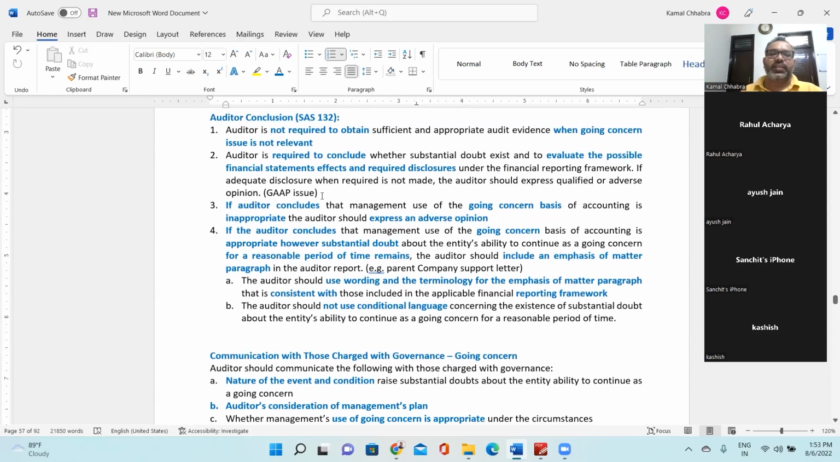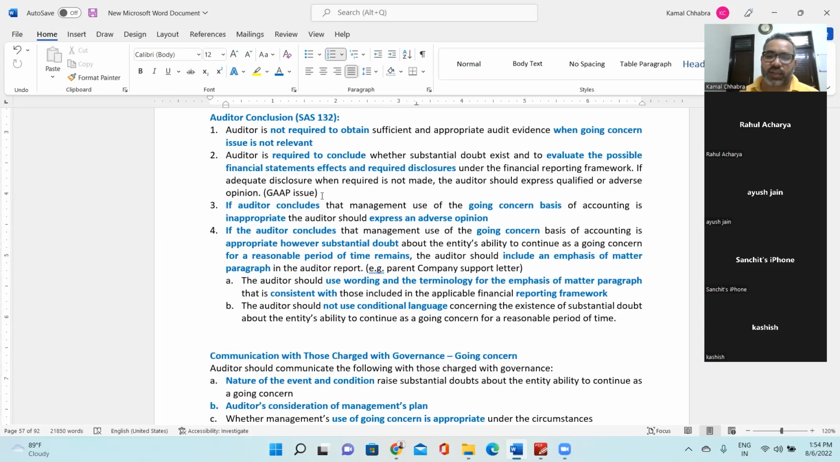Second is, auditor is required to conclude whether substantial doubt exists to evaluate the possible financial statement effect and required disclosure under the financial statement reporting requirement. If the adequate disclosure when required is not made, then auditor should express either qualified opinion or adverse opinion. So first, you do not require to take much documentation like sufficient and appropriate documentation if there is no issue. You will be required to take the appropriate and sufficient documentation only and only when there is an issue exists.